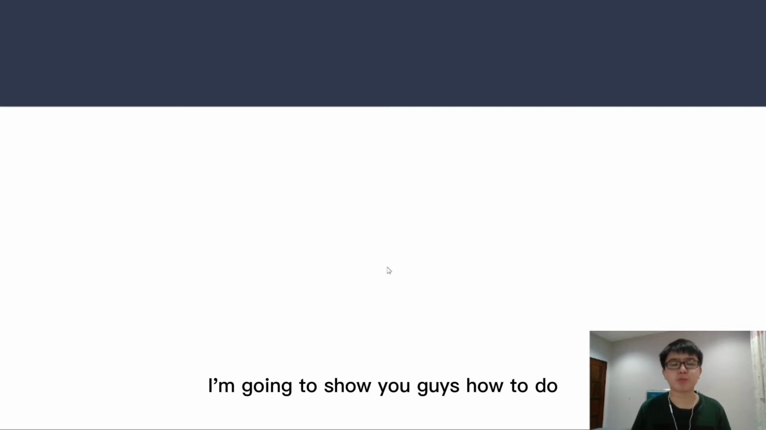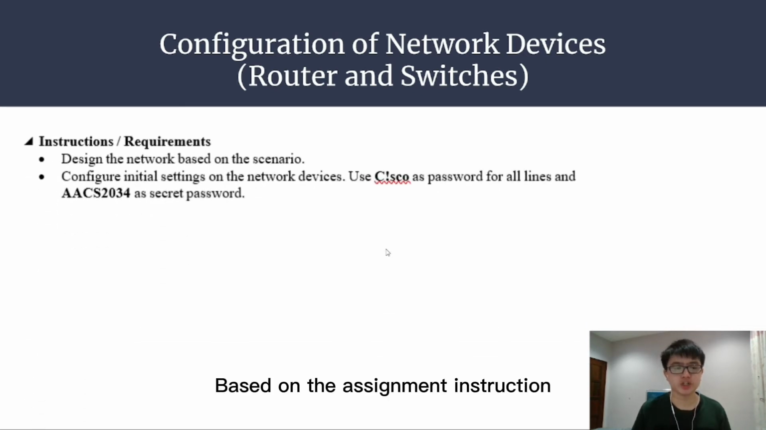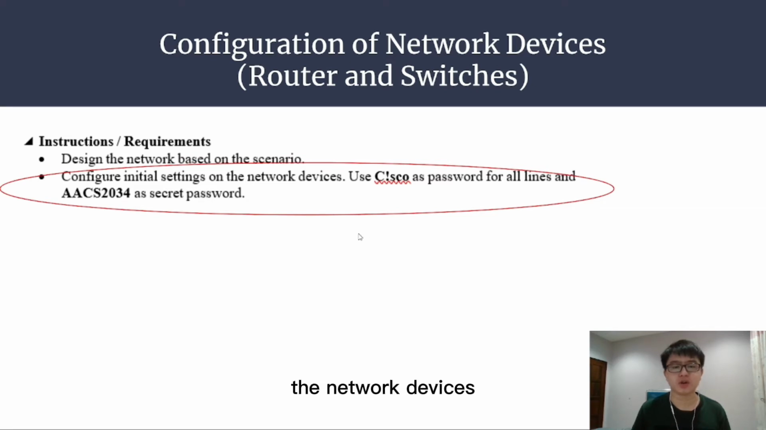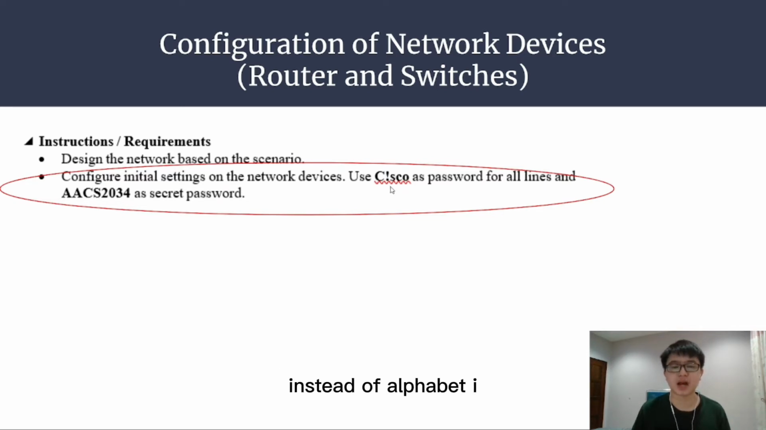For this part, I'm going to show you how to do the configuration of network devices such as routers and switches. Based on the assignment instruction, we are required to configure the initial settings on the network devices by using syscall as the password for all lines and also AACS2034 as the secret password. Be careful, the word syscall uses an exclamation mark instead of the letter i.